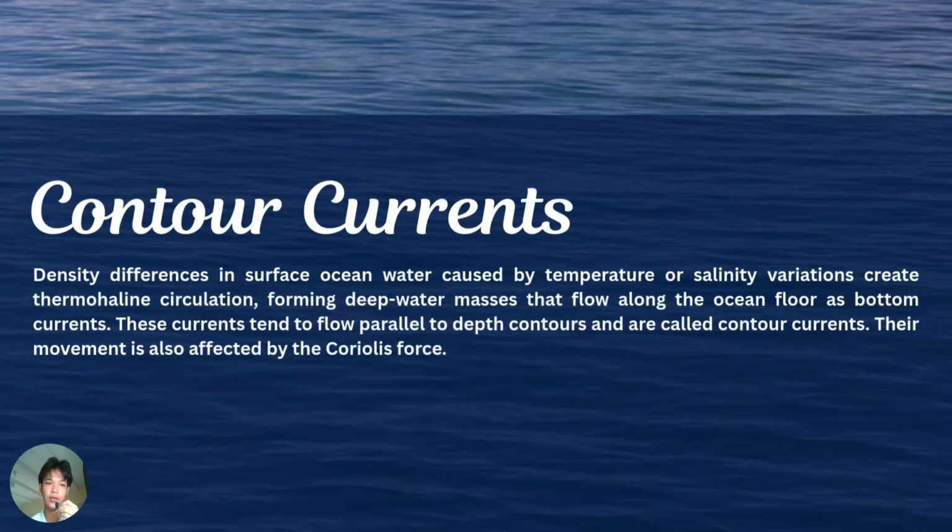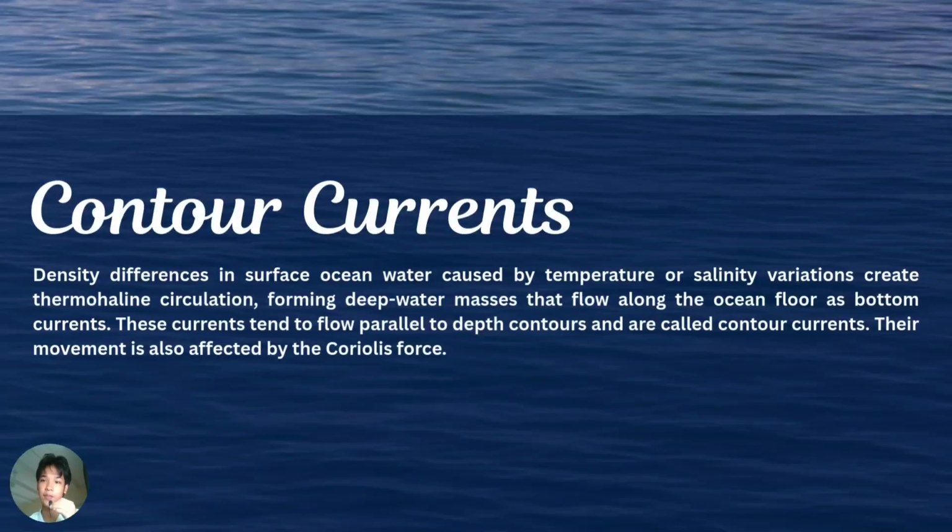And contour currents. Density differences in surface ocean water, caused by temperature or salinity variations, create thermohaline circulation, forming deep water masses that flow along the ocean floor as bottom currents. These currents tend to flow parallel to depth contours and are called contour currents. Their movement is also affected by the Coriolis force.